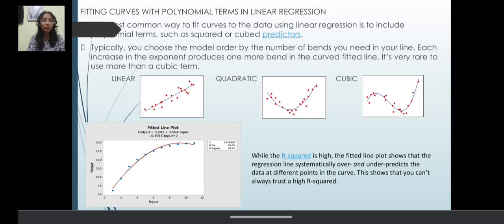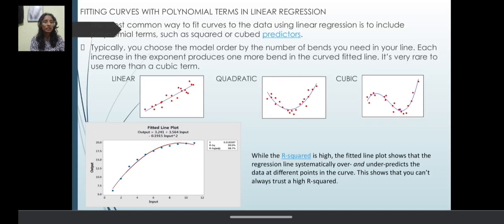Fitting curves with polynomial terms in linear regression. The most common way to fit curves to the data using linear regression is to include polynomial terms such as squared or cubed predictors. Typically, you choose the model order by the number of bends you need in your line. Each increase in the exponent produces one more bend in the curved fitted line. It's very rare to use more than a cubic term. And this is the diagram of linear, quadratic, cubic.